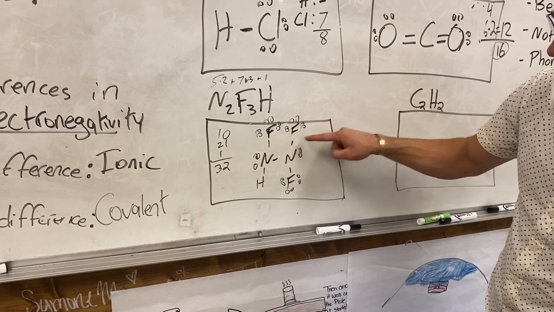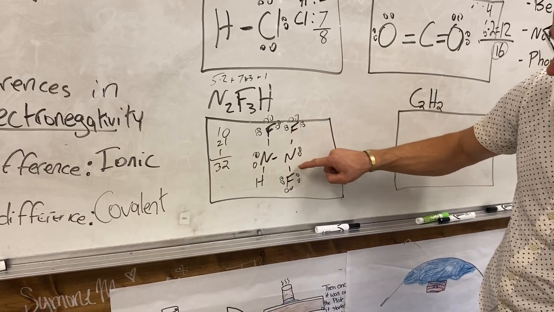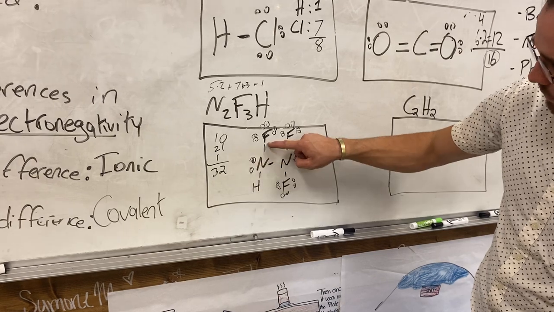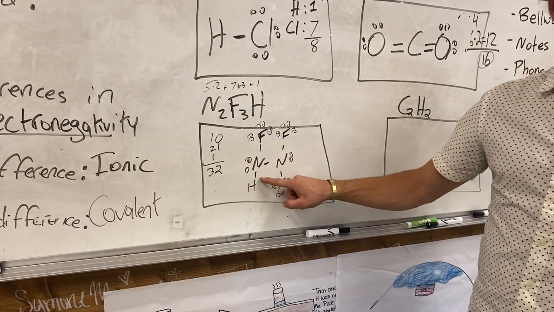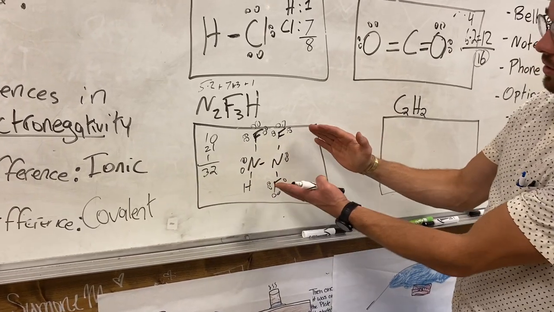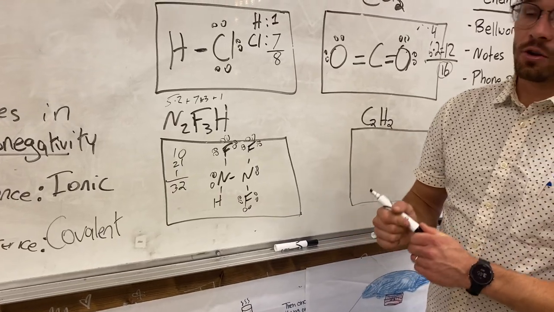Each atom gets 2, 4, 6, 8, he's happy, and hydrogen is happy with 2. That's the Lewis structure. Rewind if you don't know how to do that, and look that over again.